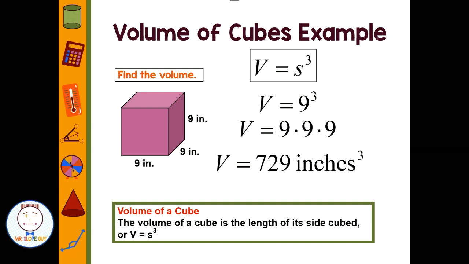Now, many calculators will have an option to enter an exponent, or some of them will have an exponent of 3. In that case, you could put in 9 and either the exponent of 3, or if your calculator has a cube feature, 9 to the third power, which will give you 729 inches cubed.